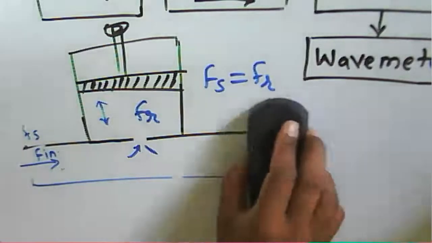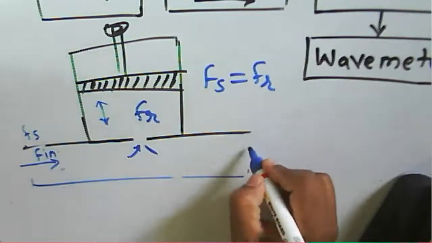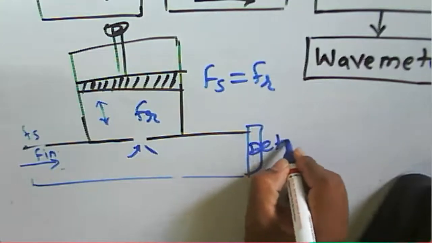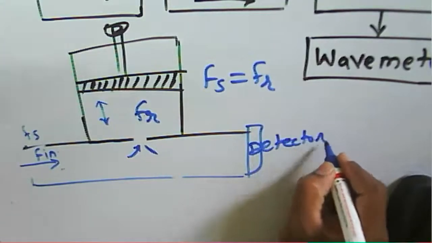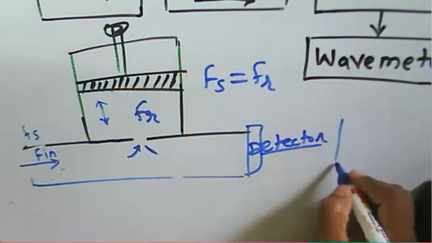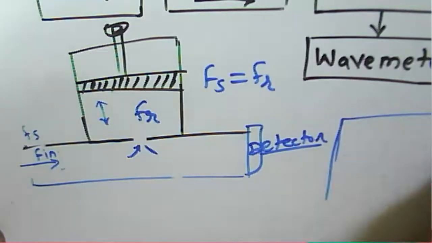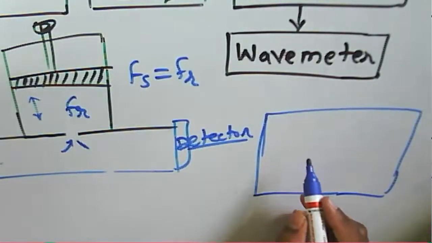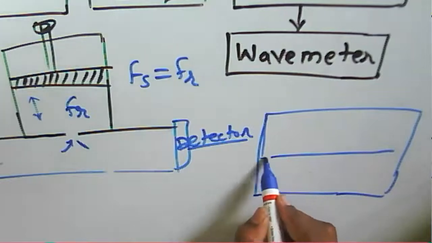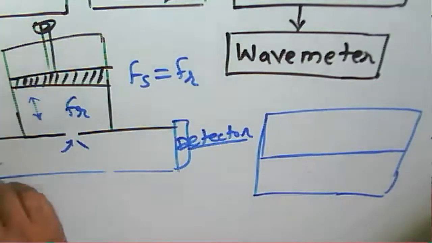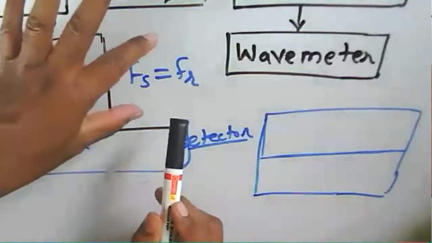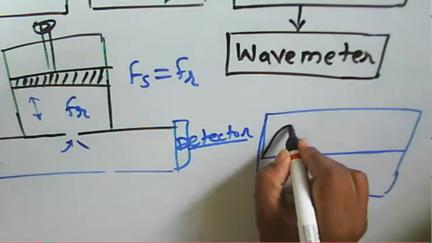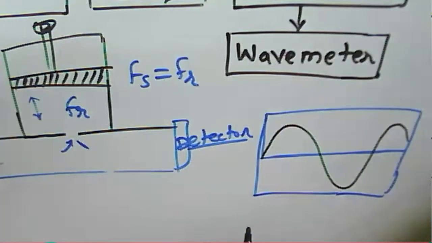Suppose I use a detector, and the output of the detector is given to a CRO. This is the display of a CRO, centralized. Initially, there is no match of the signal frequency, so in that case we are able to see some sort of signal.